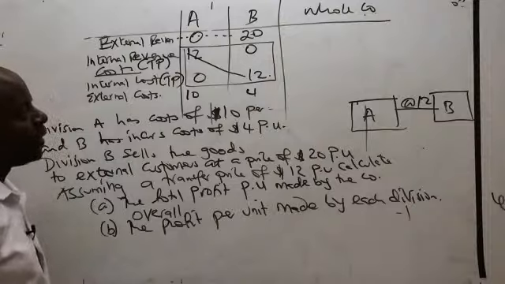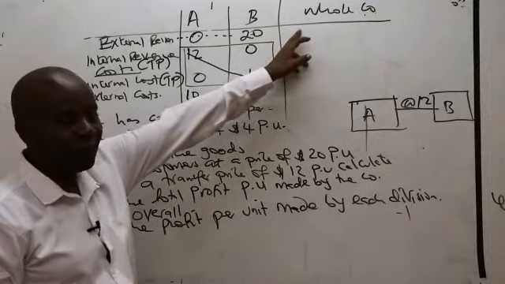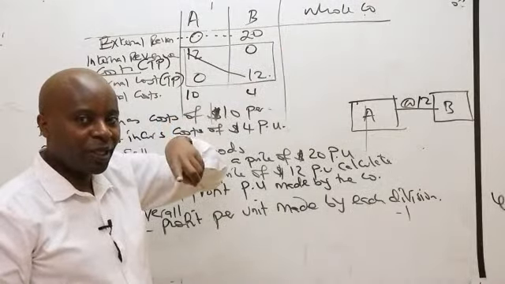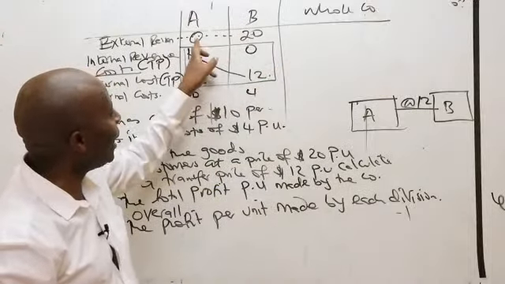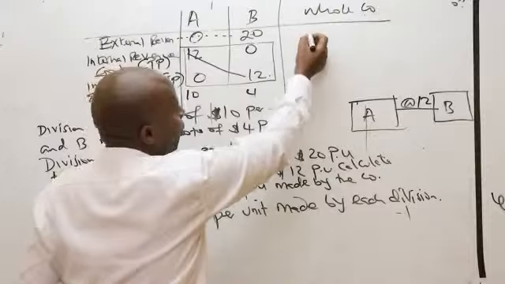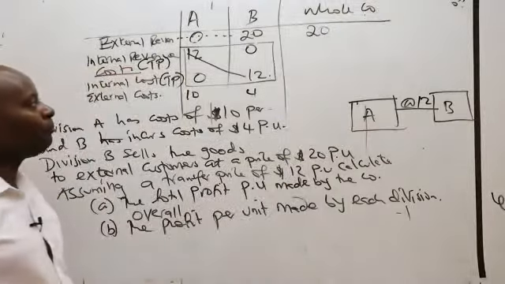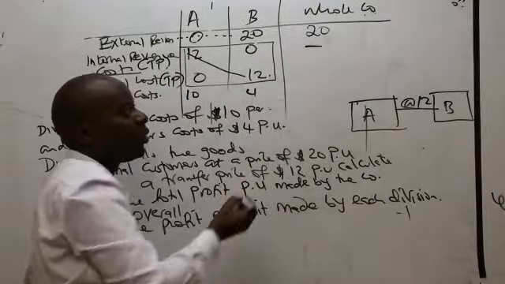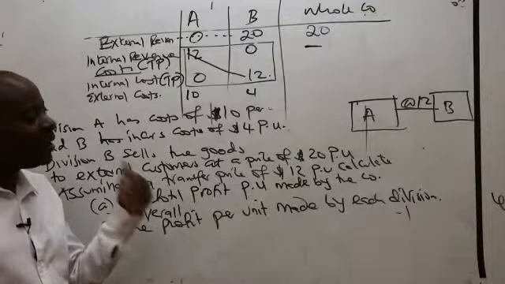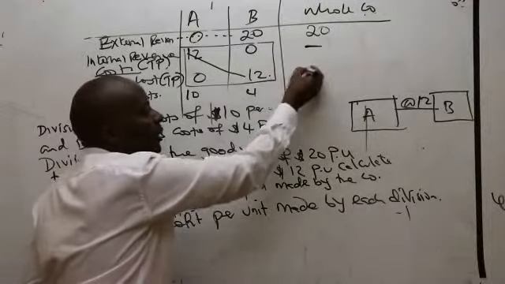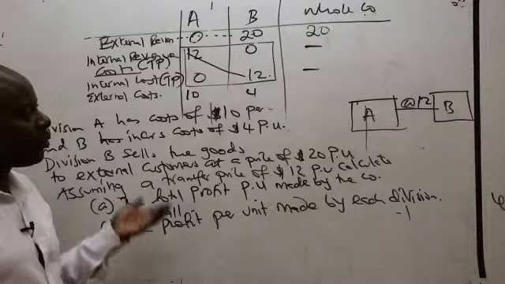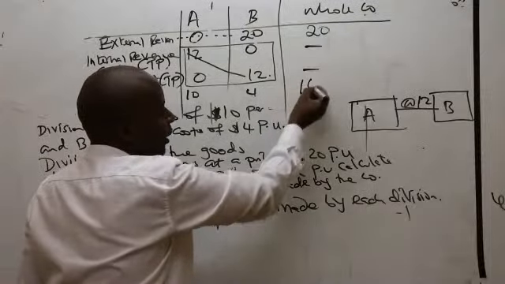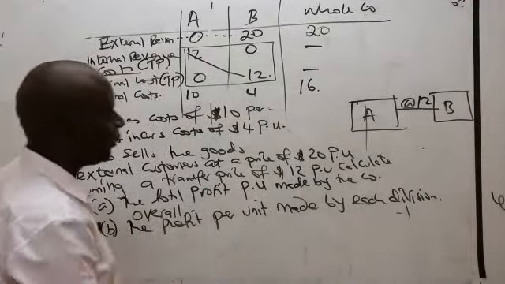Now come to the whole company's perspective. From the whole company's perspective, anything external makes sense. So for external revenue, add the 0 plus 20, which gives me 20. Anything internal does not make sense from the eyes of the whole company, so anything internal, you simply put 0. But for external costs, we add the 10 plus 4, which gives you 16 like that.